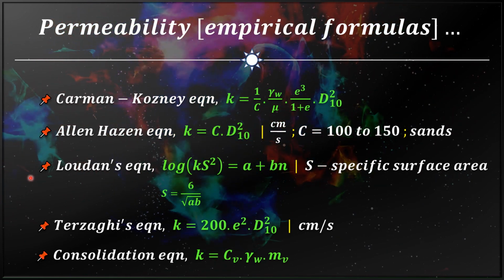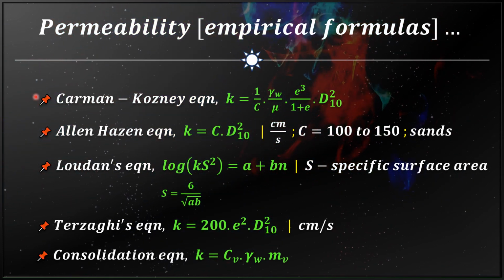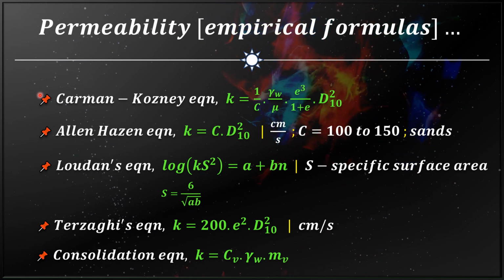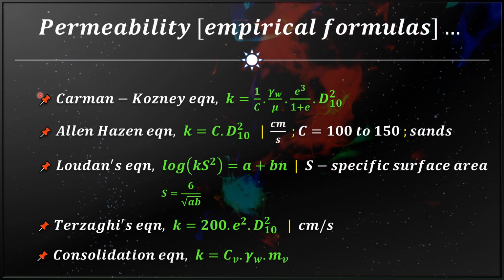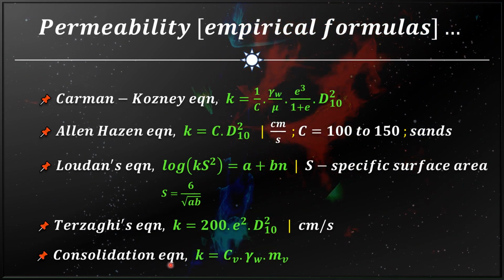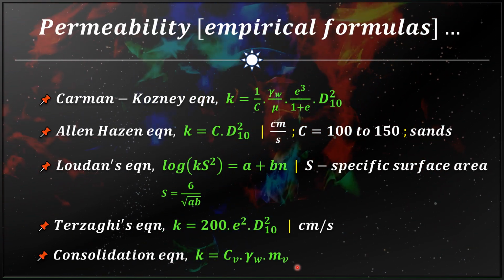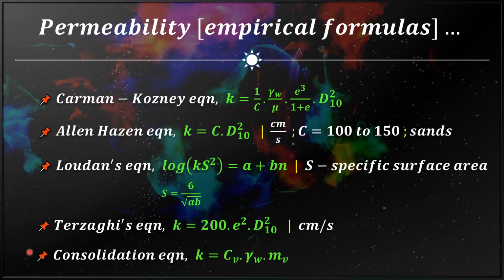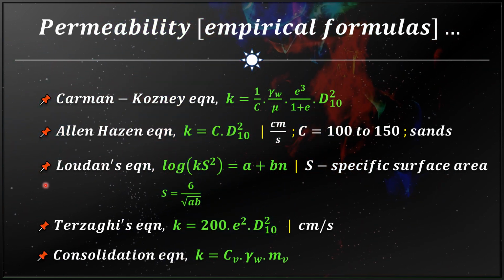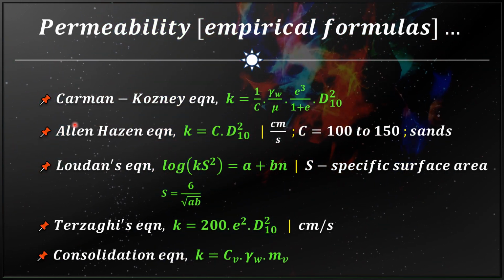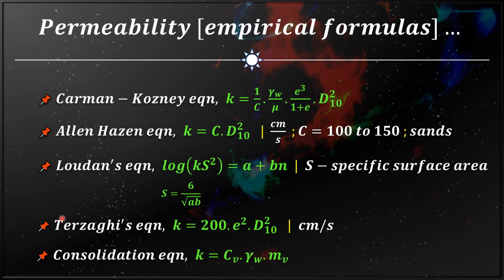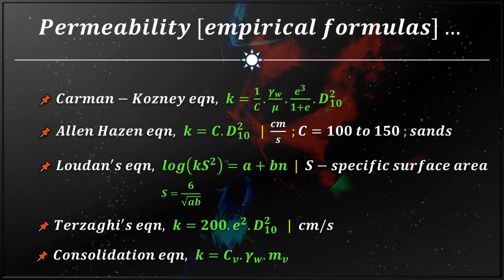So these are 5 important and major empirical formulas regarding coefficient of permeability. But the consolidation equation is not an empirical formula; this formula satisfies the dimensional formula, so it is not empirical. But Kozeny-Carman, Allen Hazen, Loudon's and Terzaghi's equations are empirical formulas regarding permeability.